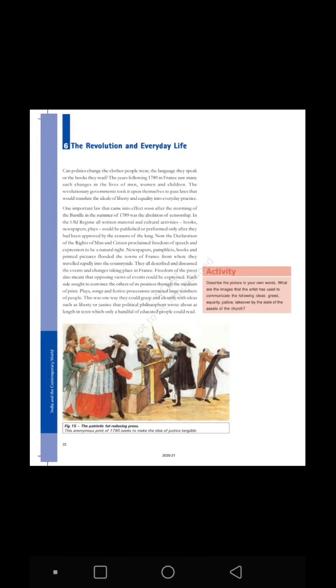Activity. Describe the picture in your own words. What are the images that the artist has used to communicate the following idea? Greed, equally justice, take over by the state of the assets of the church. Take a look at figure 15. The patriotic fat reducing press. This anonymous print of 1796 makes the idea of justice tangible.